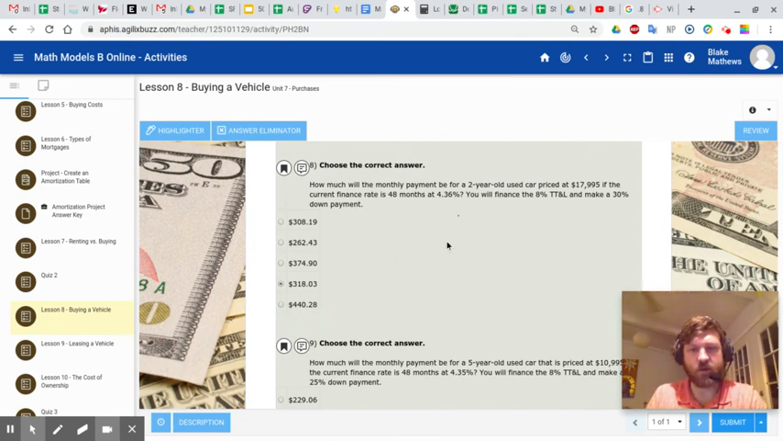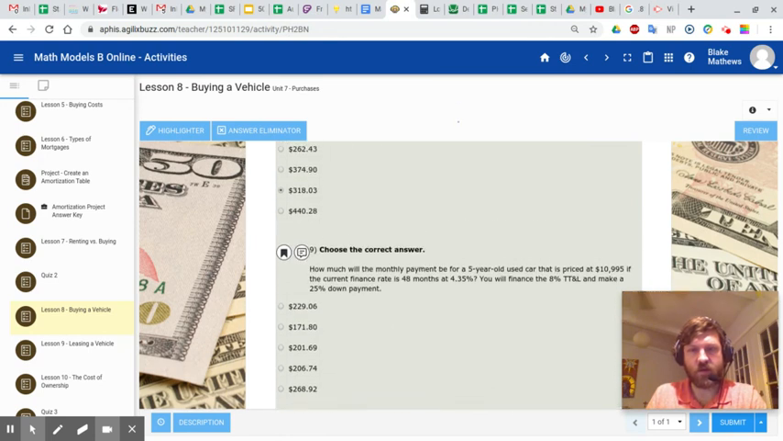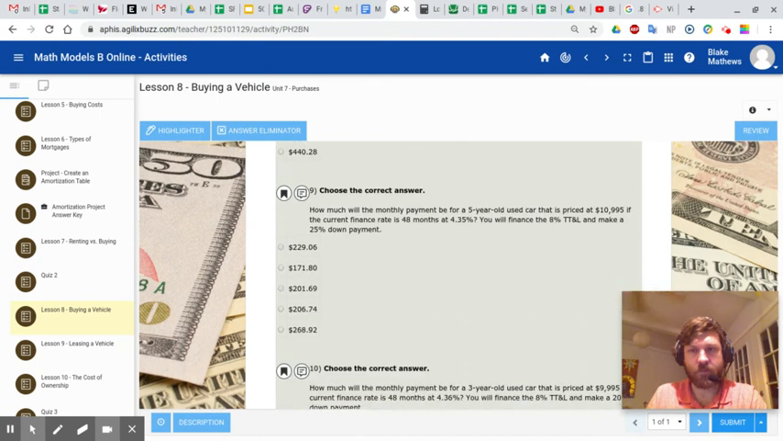and it looks like this one's my closest one. So in all of these, it's the same thing. You're going to subtract the down payment and add the tax, title, and license, and then plug it into the calculator.